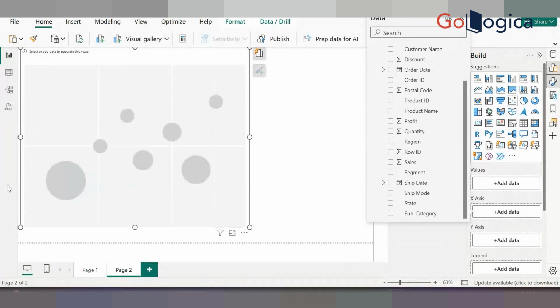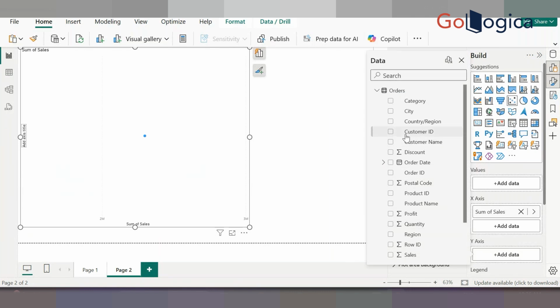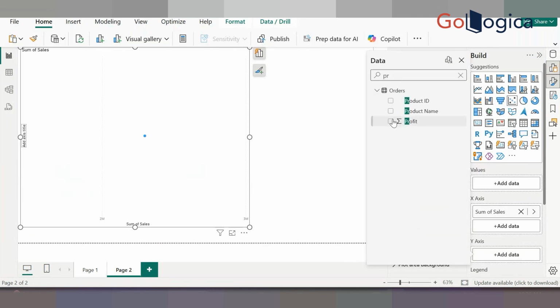I want to compare between the sales and the profit, or I want to compare the profit versus the discount you give. Is it that the more discount you give, the better profit you get, or is the profit declining, or when you give more discount, are sales increasing? I want to look into those things. So in the x-axis I'll take the sales, and in the y-axis I'll take the profit. Sales versus profit, you want to do a comparison.